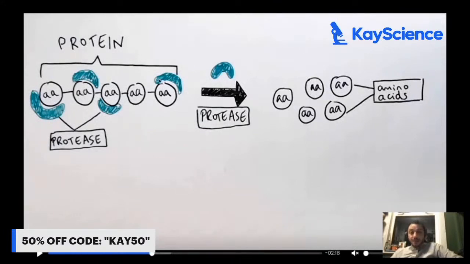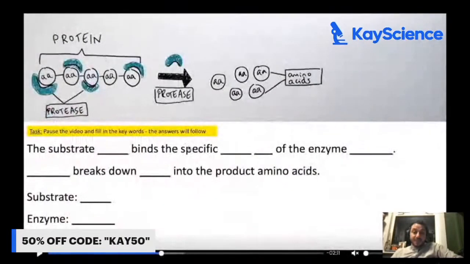Protease breaks down proteins into amino acids. So scientists are very clever. So if you're asked which enzyme breaks down proteins, it's protease. So pause the video here, so you can practice using the keywords. And if you want to go over it, if you're watching a catch up, just pause it. Just look for the answers.